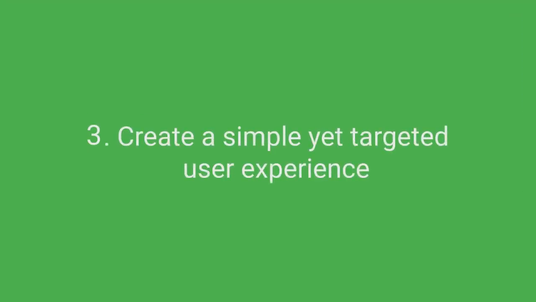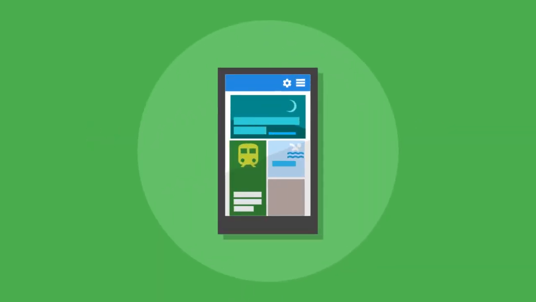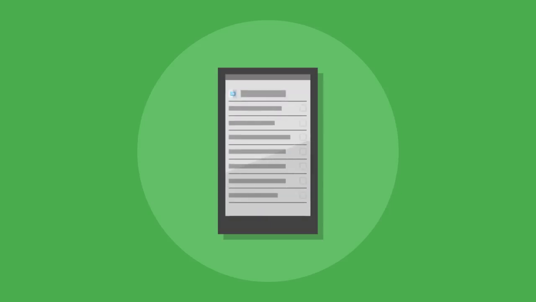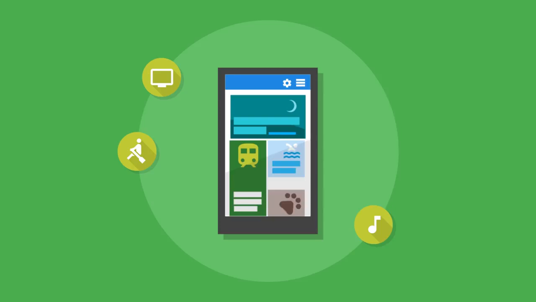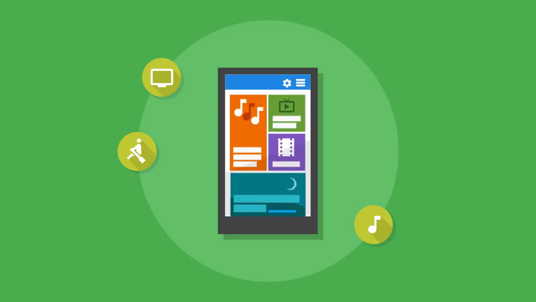3. Create a simple yet targeted user experience. An easy-to-use app brings readers to news that interests them quickly. With a clear and straightforward navigation, users can easily discover what they want in your app, and they'll return more often to check the latest news or explore stories. Let readers customize categories and sections according to their interests.